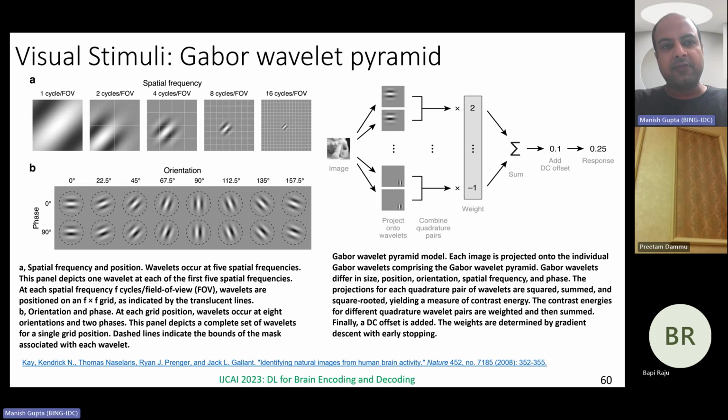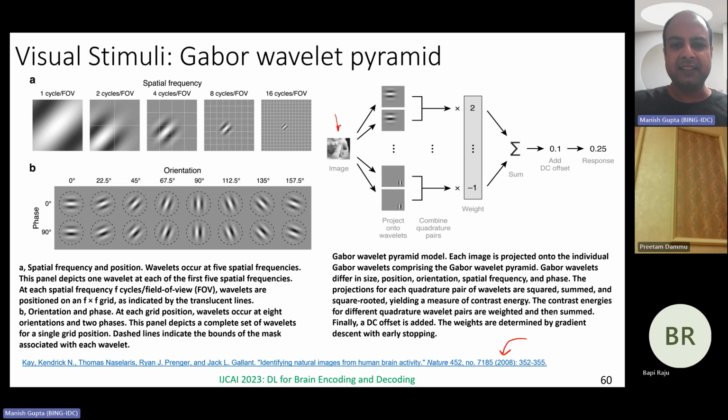Now, for visual stimuli, earlier data sets were not even naturalistic images. In 2008, when folks ran neuroscience experiments with visual stimuli, some of those images were just binary, just some patterns. While in some other cases, yes, there were some naturalistic images which were used.